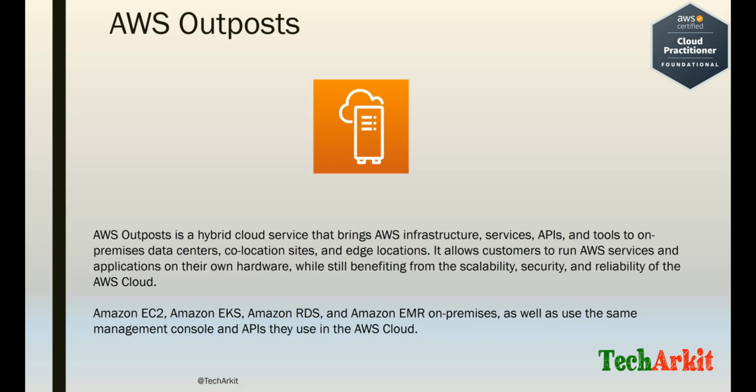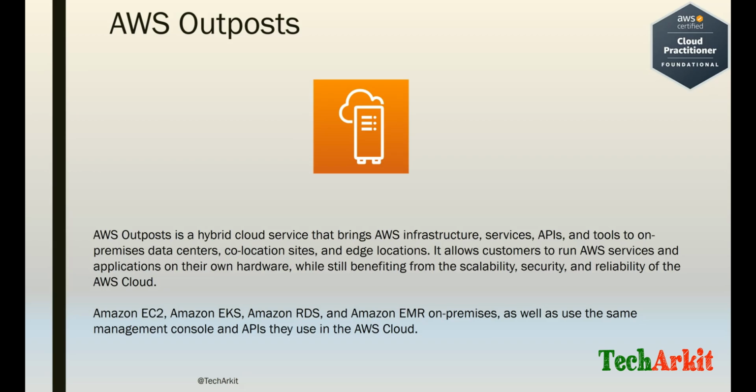It allows customers to run AWS services and applications on their own hardware, because of compliance requirements or regulatory requirements. But if you want to utilize the AWS services and its scaling features, then you can deploy this Outpost at your data center. The hardware is completely owned by you, and the services are deployed by AWS, while you still benefit from the scalability, security, and reliability of the AWS cloud. That's the major thing you get at your own data center.